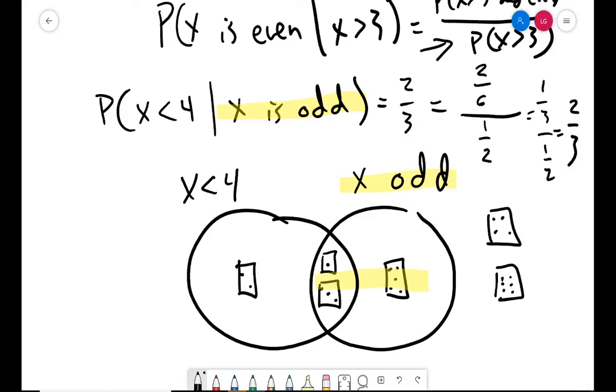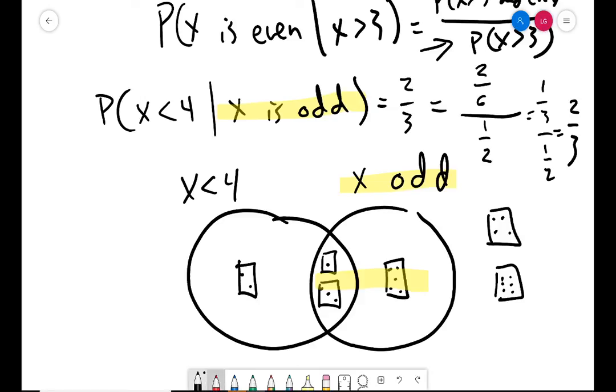So conditional probability is typically a difficult concept for people, but I don't think that it has to be. It's not technically particularly difficult, as long as we recognize what the symbols look like and how the statements are read. I think if we can read the statement correctly, that goes a long way.